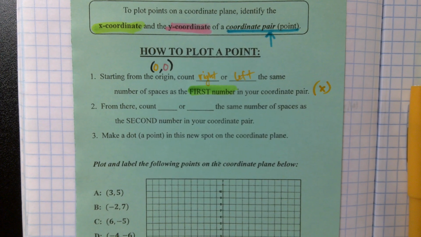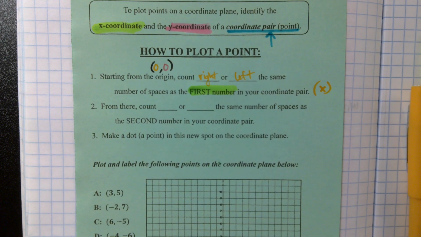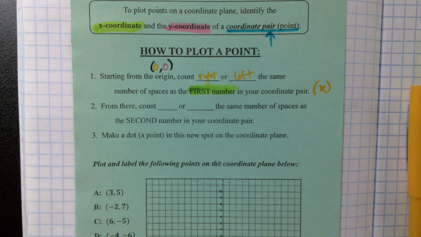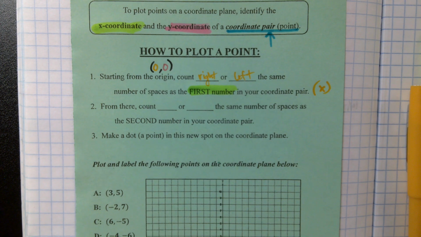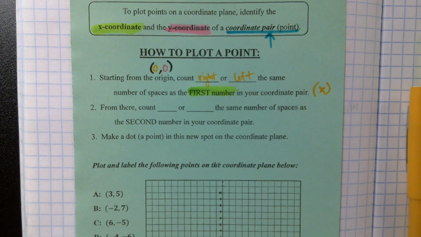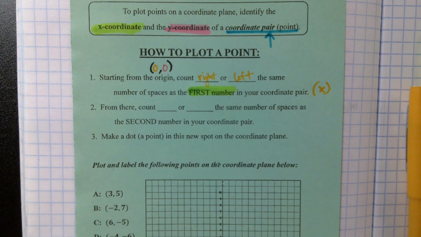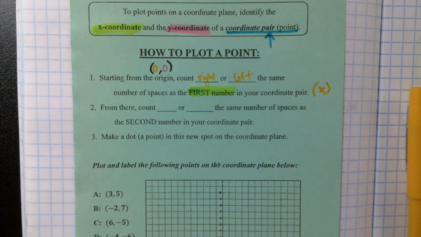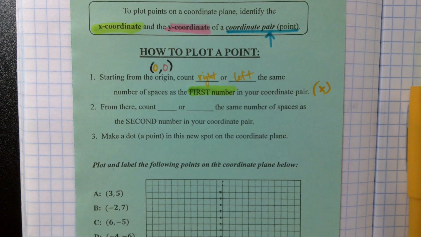How do I know if I'm going to go right or left? Yeah, Michaela? That's right. If the number is positive, what direction should I go? Positive? I'm going to go to the right. And if it's negative, I'm going to go to the left. If you ever forget, just look at the number line. Where are all my positive numbers? On the right or the left? They're on the right. So if my x value is positive 4, I'm going to go 4 spaces to the right. Okay? Then I'm going to count up or down.